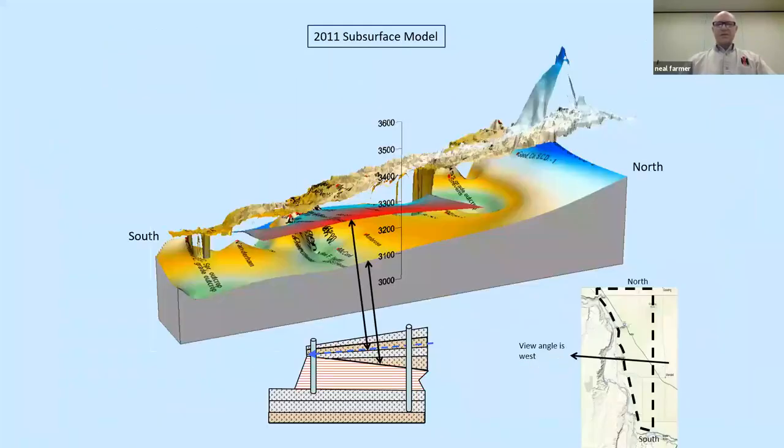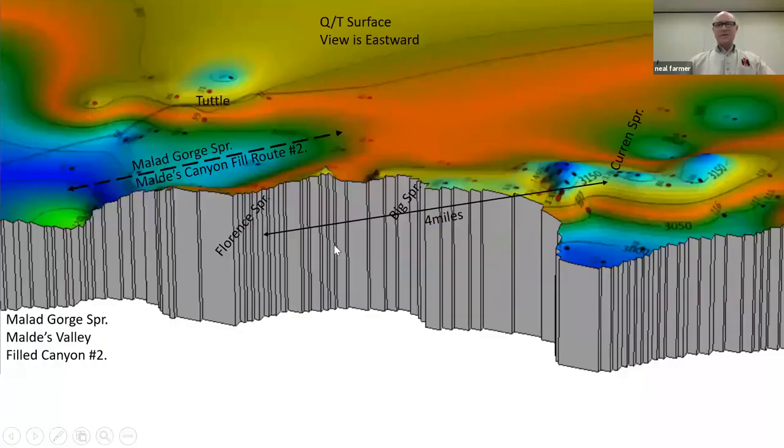This is a westward looking model, with the land surface located here, greatly exaggerated, truncated, and clipped, and the water table map here and the QT surface, just showing how it rises up above the water table in places and of course down below in others. So if we move towards the north a little bit and towards Malad Gorge, this is Maldi's Canyon Route number 2, which matches our modeling also.